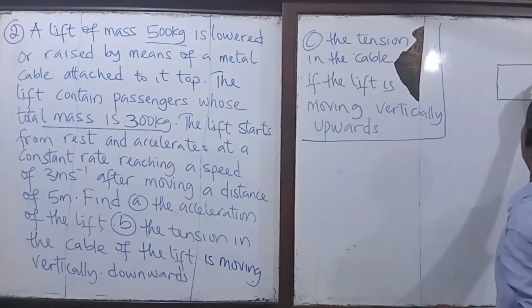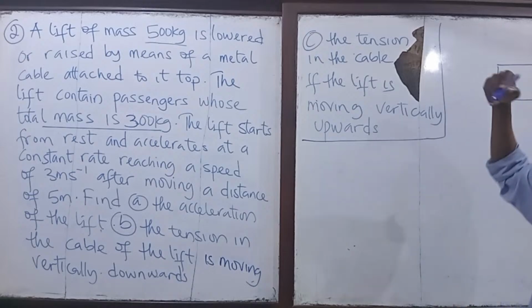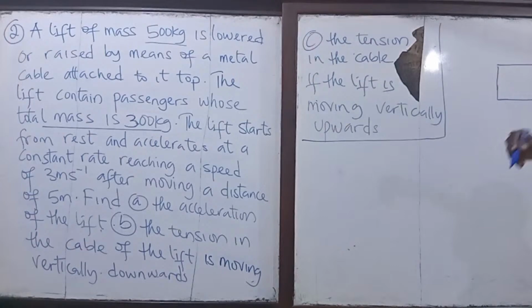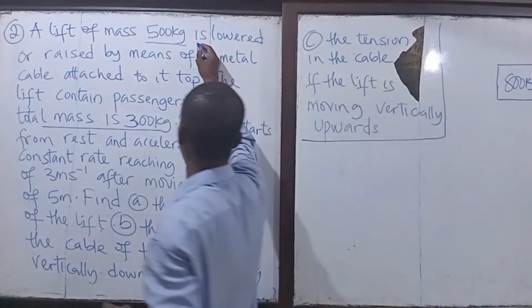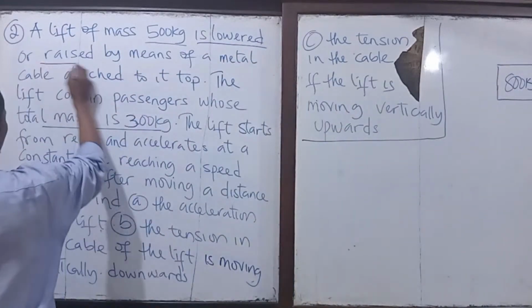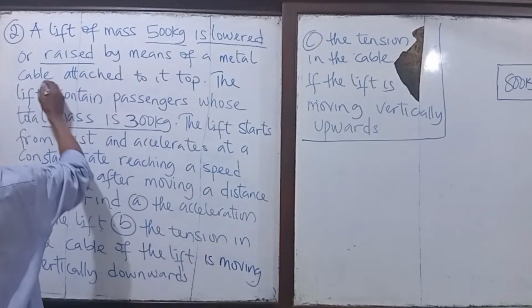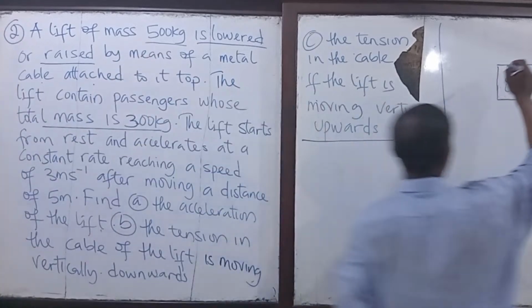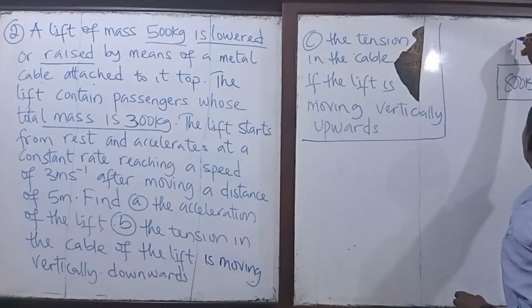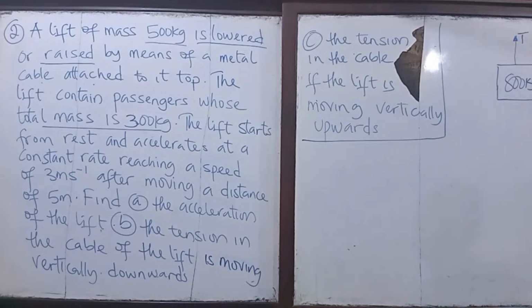The mass of the passengers inside the lift is 300 and the mass of the lift is 500. So if you add it together, that will be 800 kg. That's the mass. Okay, 800 kg. And we are told it is lowered or raised by means of a metal cable attached to its top. So we have a metal cable attached to its top. So we have a cable, let me mark that with tension, attached to the top.